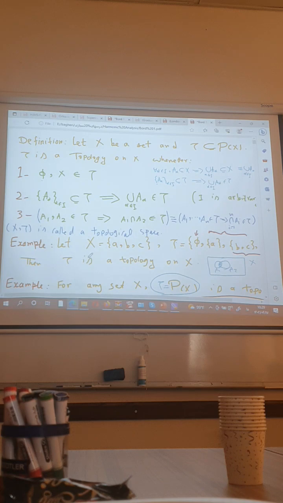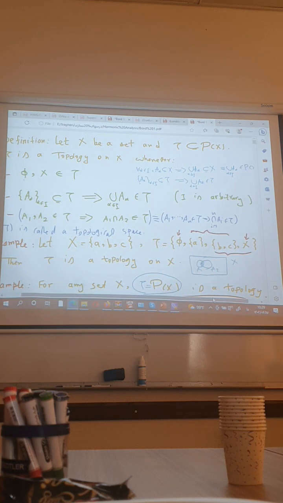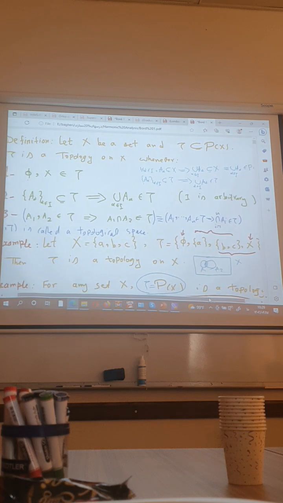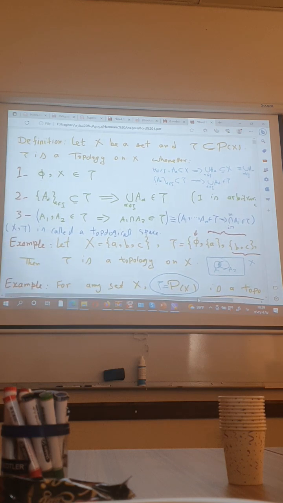For example, we consider this simple set {a, b, c}, okay? And tau consists of the empty set, {a}, {b}, {c}, and the whole of X. It is very trivial that this is a topology on X. We have these three properties because we have the empty set and X in tau, and any union of these sets belongs to tau, and the intersection as well.